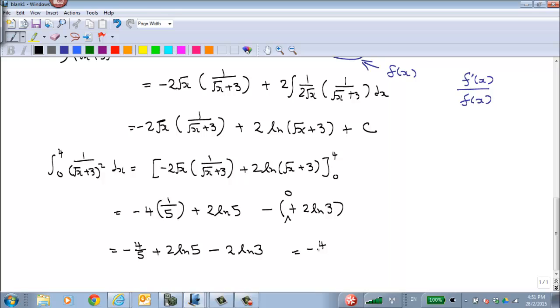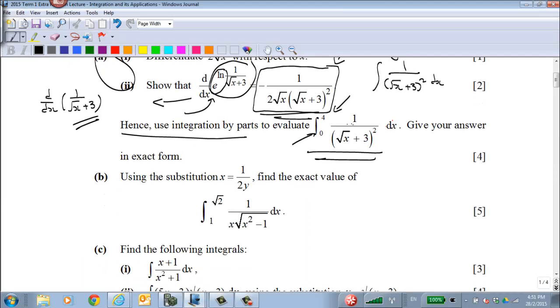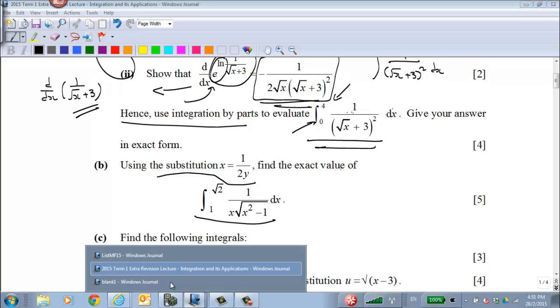And giving you the answer as this, which is the thing that's given to you in the answer key. Okay, then we go to the next part. The next part is we have to use substitution to actually find this particular expression. So how do we do this?